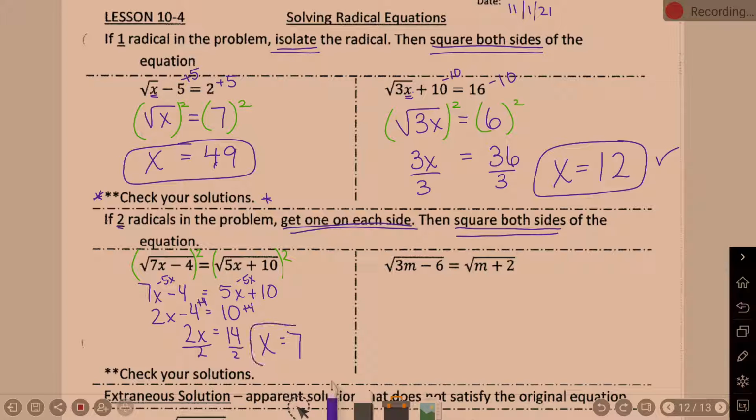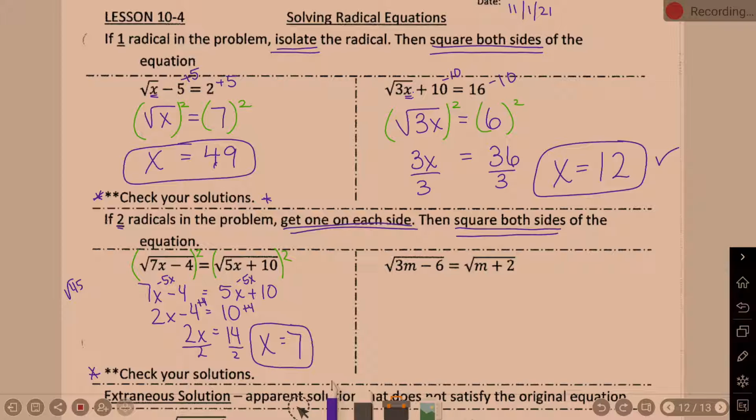Don't forget, same thing as yesterday. Be in the habit in this lesson of checking your answers, which just means I'm going to take 7 and put it into the original problem that had the square roots in it. So if we put it on the left, 7 times 7 is 49. Minus 4 is 45. And I'm just going to leave it as the square root of 45. Write it down off to the side if you want, but I'm just keeping it mentally.